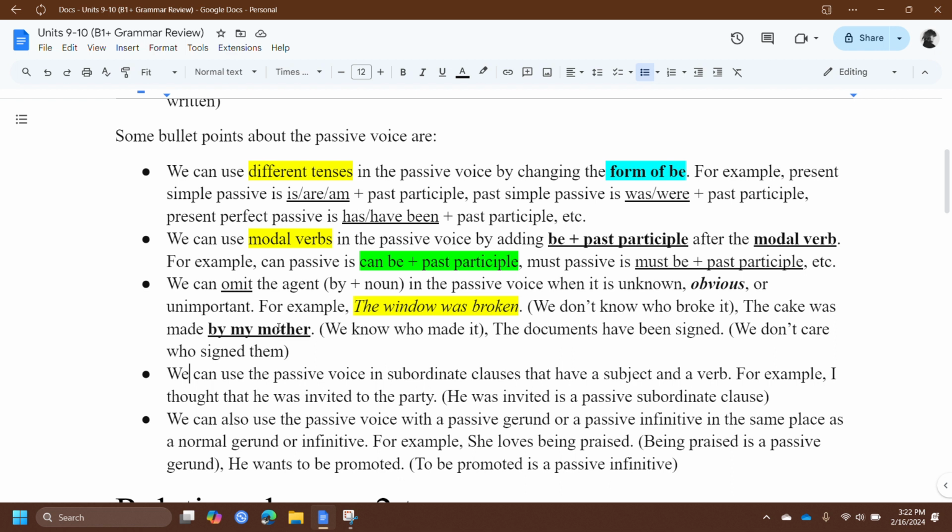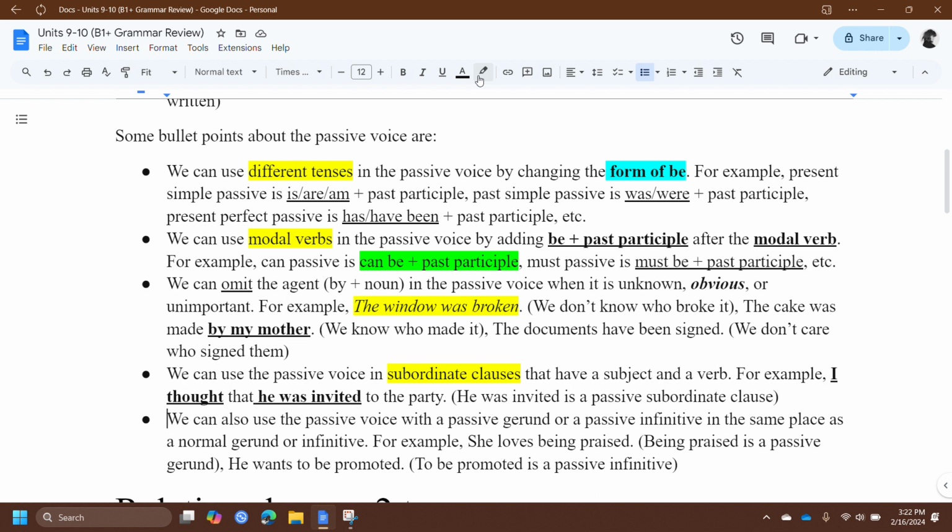Point four, I think. We can use the passive voice in subordinate clauses, okay? We can use them where, guys? Let me just highlight it. We can use the passive voice in subordinate clauses that have a subject and a verb. For example, I thought that he was invited to the party. Okay, so he was invited is a passive subordinate clause. Of course, the main clause is I thought, and it has a that which is going to introduce the subordinate clause to us. So this is going to be the main clause. And that he was invited is the subordinate clause using the passive. Okay. Yeah, so you can do that as well.